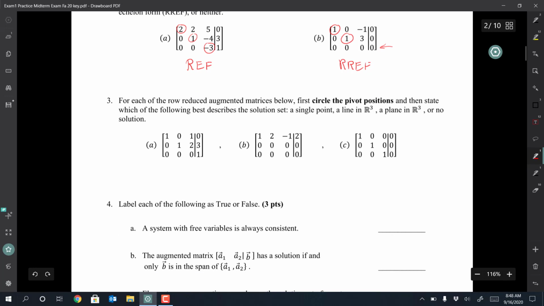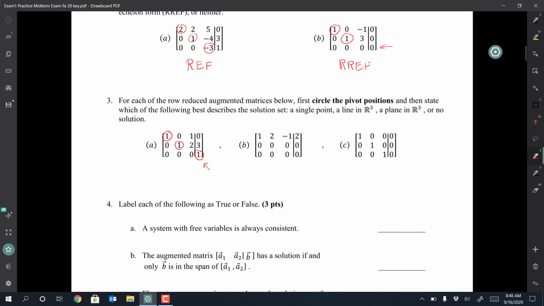Next is for each of the row reduced augmented matrices below, circle the pivot positions, and then state which of the following best describes the solution set. Single point, a line in R3, a plane in R3, or no solutions. So first I'm going to identify the pivots. Even though that guy is in the far right column, that's still considered a pivot. There is a pivot in the far right column. So those are my pivots.